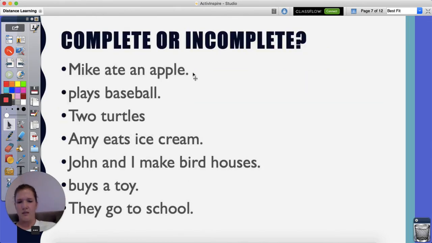So let's look at these sentences. Here's some good examples. Mike ate an apple. I see a capital, I see a period, I see a subject, Mike, and I also see that Mike ate an apple. So it's telling me what Mike is doing. So that's definitely, I'm going to mark that off as a complete sentence.